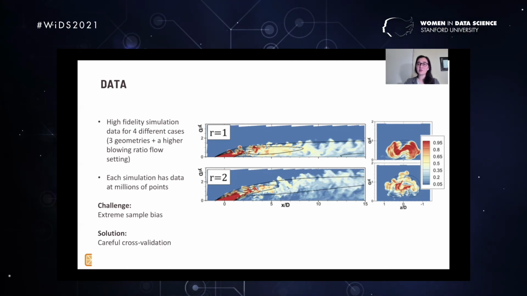The solution here was just to have very careful cross-validation. This is something that I see going wrong in papers all the time, where people will train and test on the exact same data set, on different points in the exact same physics-based simulation. And the problem is, then you have no idea how that approach is going to work in a different use case, in a different flow scenario, or in a different geometry.